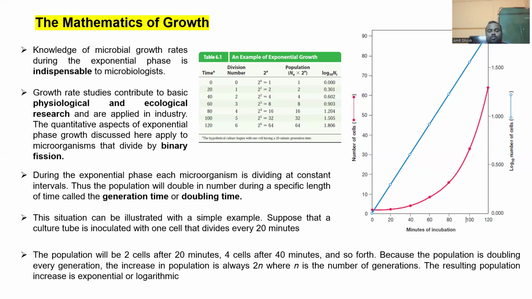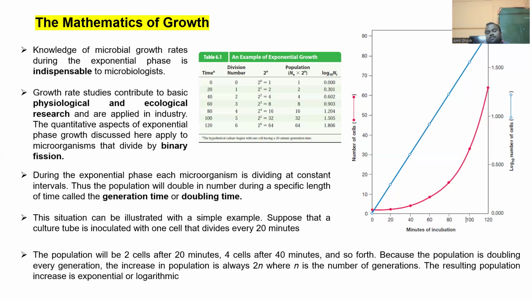So the population will be 2 cells after 20 minutes, 4 cells after 40 minutes, and so forth, because the population is doubling every generation, and this increase in population is always 2 to the power n, where n is the number of generations, and the resulting population increase is in the exponential or logarithmic phase.